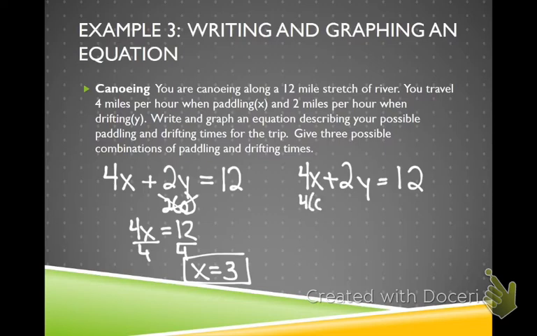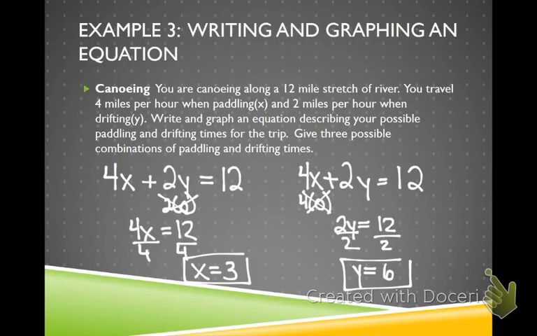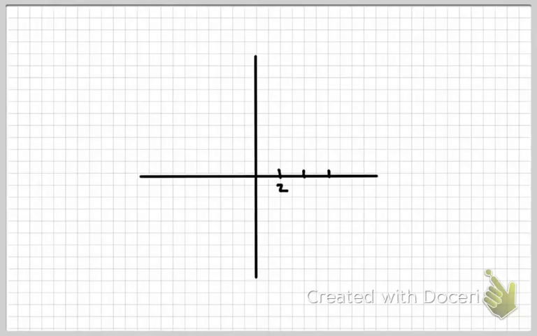So 2y equals 12, y equals 6. Okay, so now that I have each intercept, I'm going to come over to my graph. Do you guys have a second graph set up? I want you to plot a point on each of these intercepts and draw the line through that point on an x value of 3 and a y value of 6.